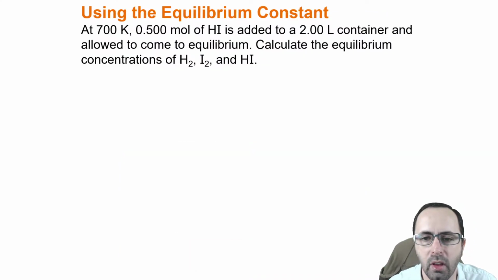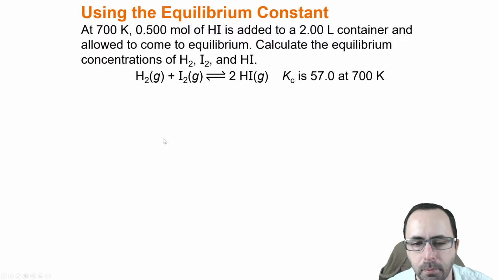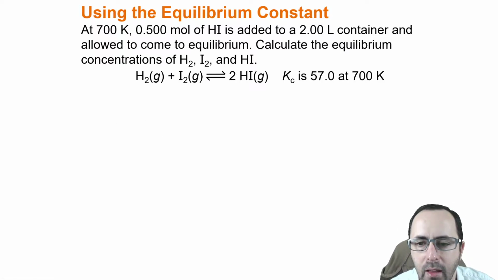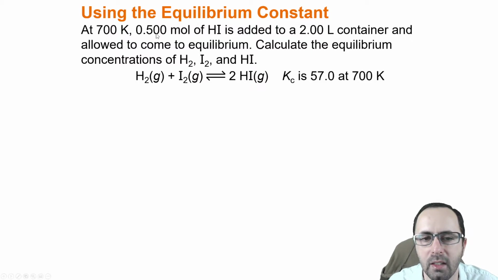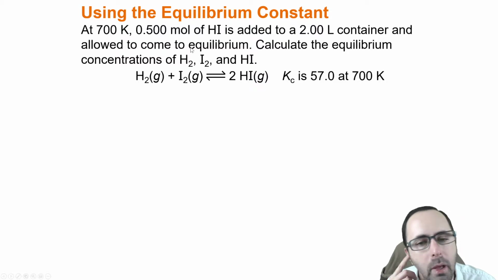So here we've got this problem and we've got this reaction here. So the K here is given as 57. What's interesting about this problem, and the reason why I picked it, is because we are given an amount of product here at equilibrium, but no reactants, which is interesting because it makes you think. You have to think about first in which direction the reaction is going to go.